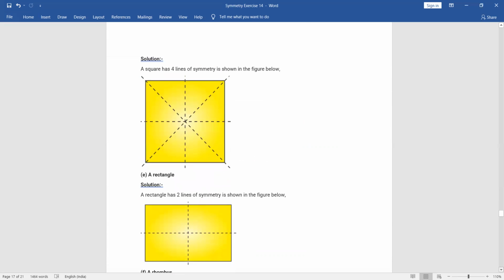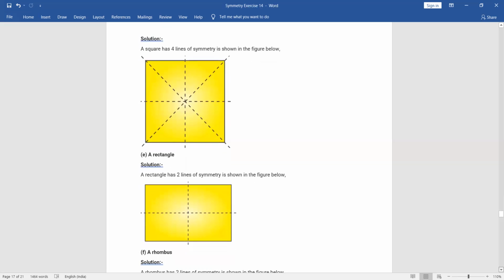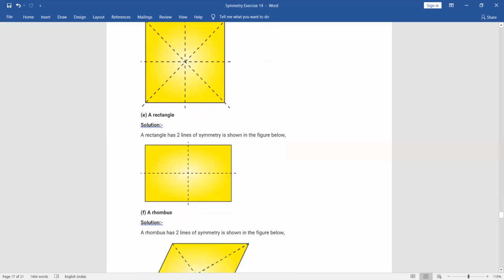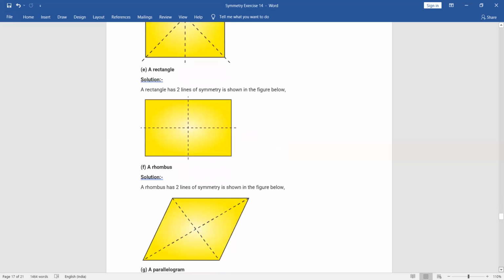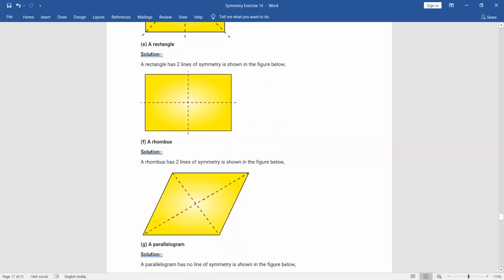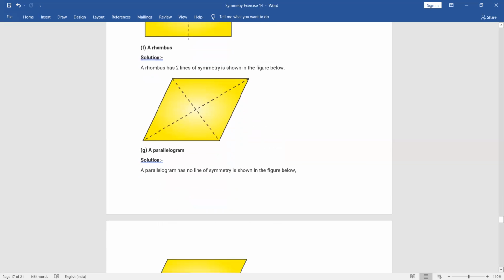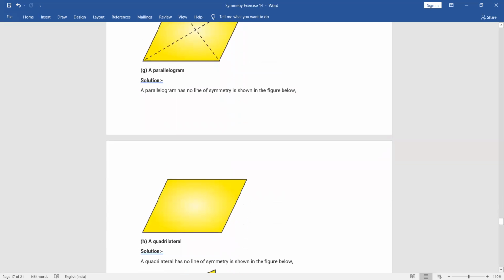We have already discussed all these things. Okay, rectangle, 2 lines of symmetry. Just see the diagram carefully, you can easily find it out. Okay, easily you can find out how many lines of symmetry. Just see here, rhombus, 2 lines, but in parallelogram no line of symmetry is there. Okay, in rhombus 2, in parallelogram no.